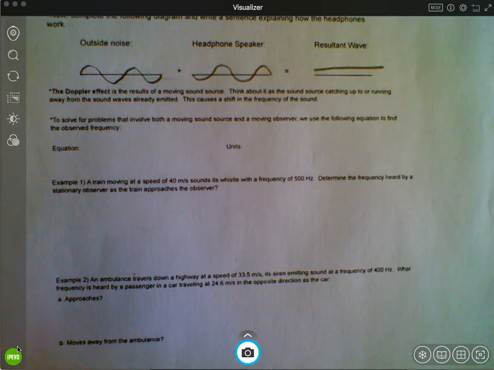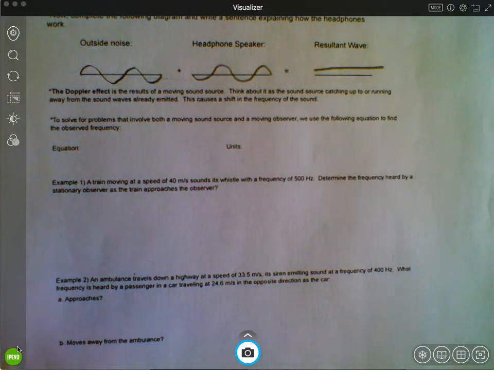You would be the observer and then the car would be the source of the sound. And if both of you were moving, you would hear this effect, unless you're moving at the same speed in the same direction. And then you would just hear whatever sound it's giving off, okay?